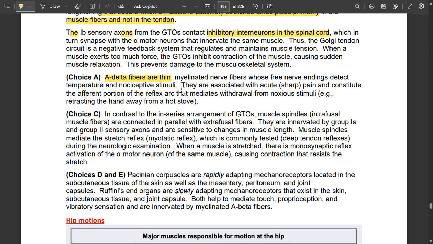They are innervated by group 1A and group 2 sensory axons and are sensitive to changes in muscle length. So muscle spindles mediate the stretch reflex, that is the myotatic reflex, which is commonly tested as deep tendon reflexes during the neurological examination. When a muscle stretches, there is monosynaptic reflex activation of the alpha motor neurons of the same muscle, causing contraction that resists the stretch. So it helps in contraction, while the Golgi organ helps in relaxation.